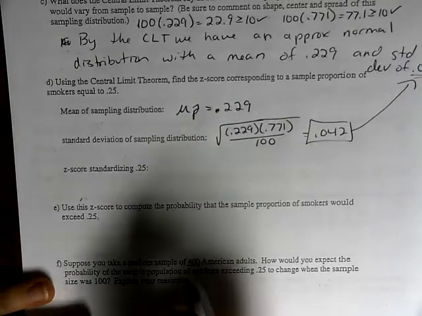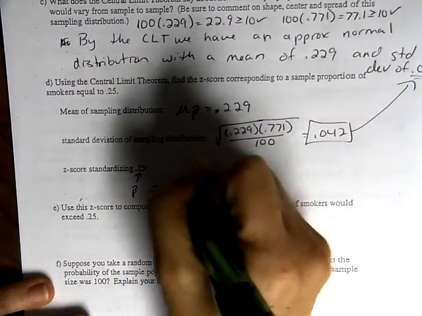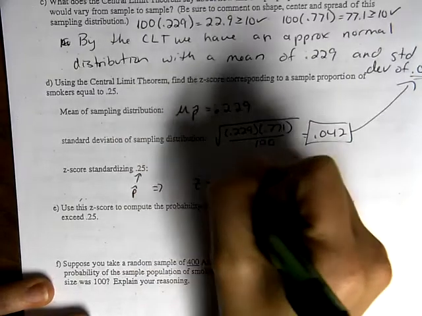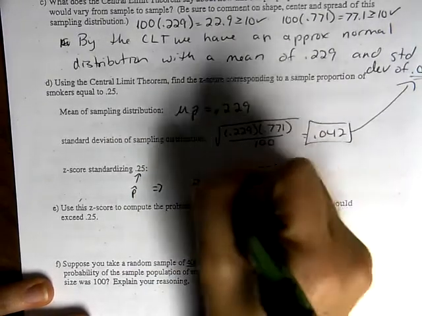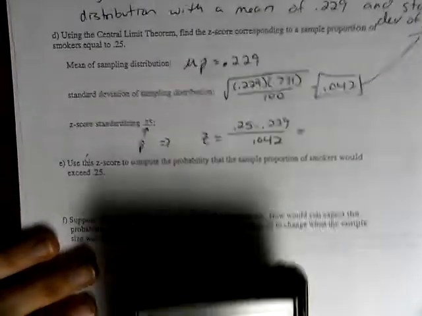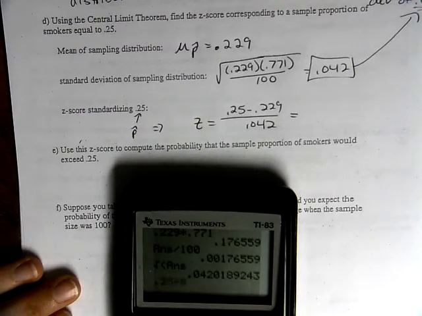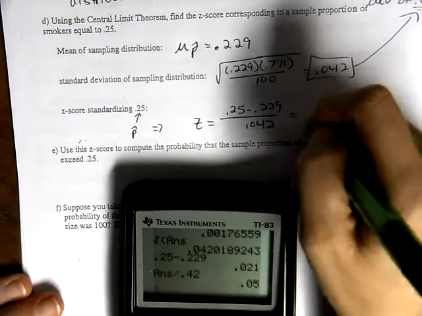So now let's find our z-score. So again, this is p hat. So z equals 0.25 minus 0.229 divided by 0.042. Well, 0.5.